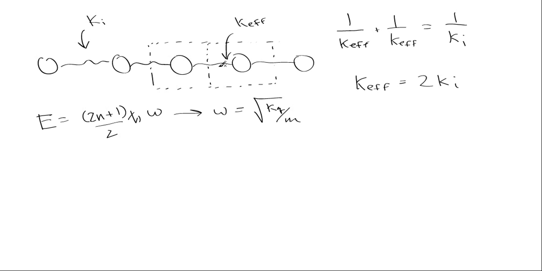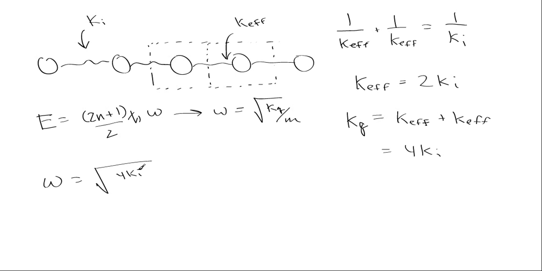And now each atom has 2 of these springs that are in parallel with each other. So parallel springs add. So K quantum is equal to K effective plus K effective, or in other words, is equal to 4 K interatomic spring constant. So the relationship between omega and the interatomic spring constant discussed in the Einstein solid is that it's equal to the square root of 4 K interatomic over the mass of the atom.